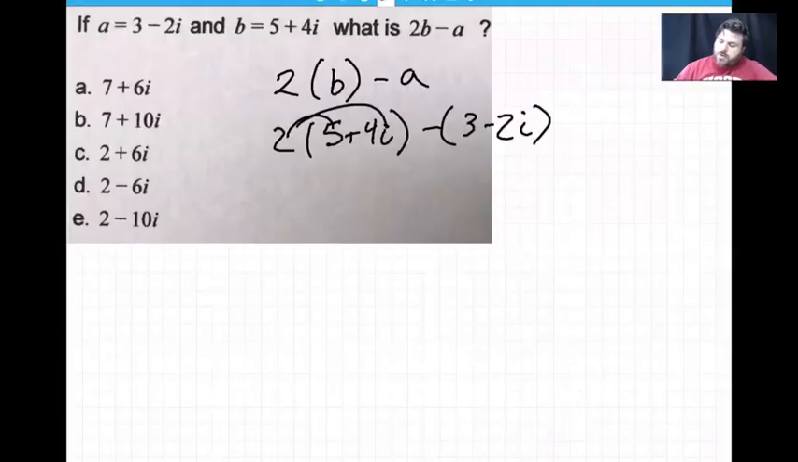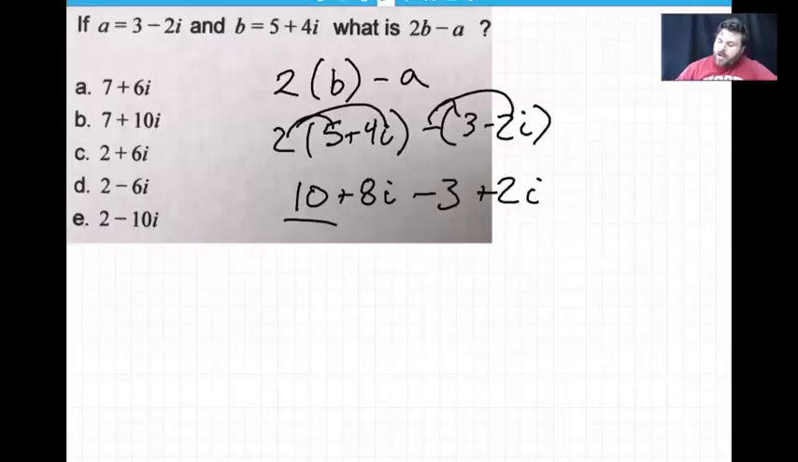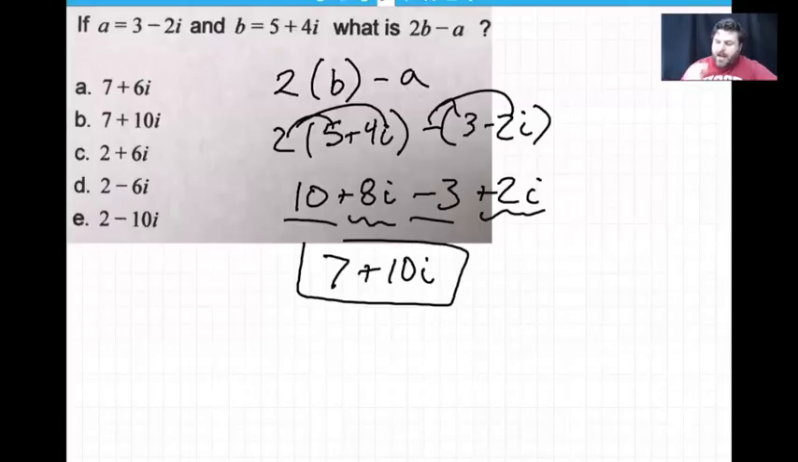So distribute your 2, you get 10 plus 8i. Distribute your negative, you get minus 3 plus 2i. Combine your like terms: 10 minus 3 is 7. 8i plus 2i is 10i. And there's your complex number that you get after you add and subtract these complex numbers together. So answer choice B, 7 plus 10i, is correct.